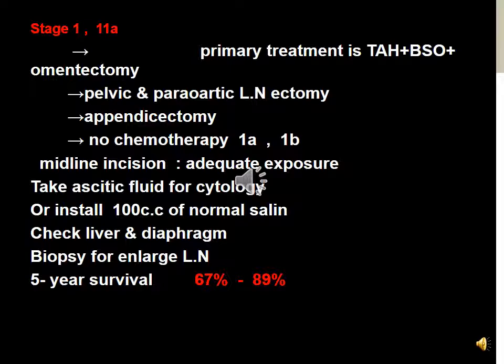How would we operate on the patient? We open the abdomen by a midline incision so that we can extend the incision upward, to have a good view of the abdomen and the pelvis. Number one, if there is any ascitic fluid, we take it and send it for cytology. If there is no ascitic fluid, we instill 100 cc of normal saline in the paracolic gutters, then aspirate it and send it for cytology. We check the liver and the diaphragm. If there is any lymph node, we have to take it for biopsy.